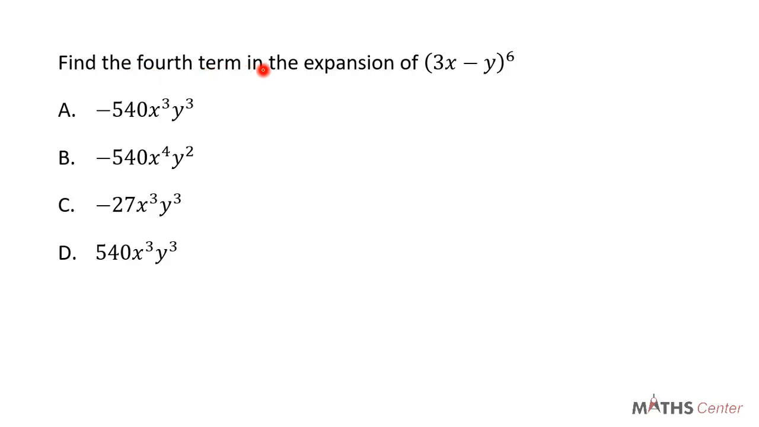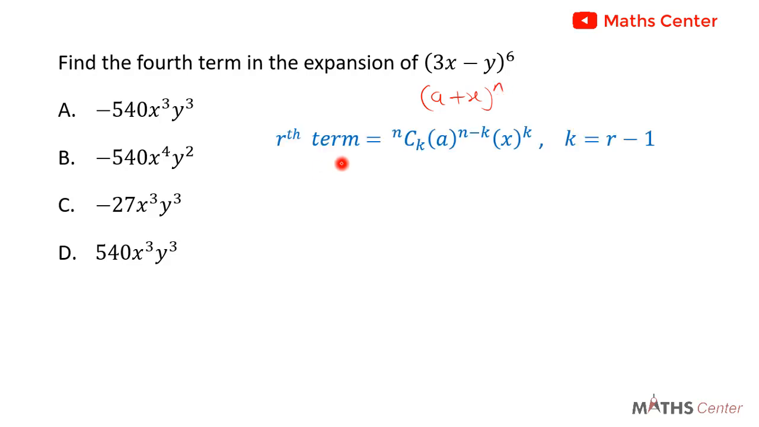Find the fourth term in the expansion of 3x minus y exponent 6. This is a multiple choice question, and so we will solve the question and then we will pick the correct option afterwards. We have just learned that if we have a binomial expression of the form a plus x exponent n, then a term in the binomial expansion, so let's say the rth term, will be given by n combination k, a exponent n minus k, x exponent k, where k is equal to r minus 1.